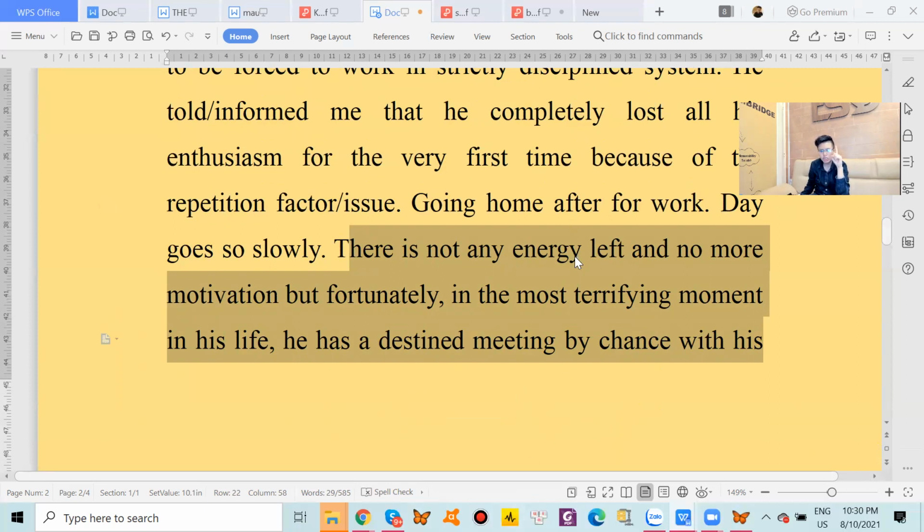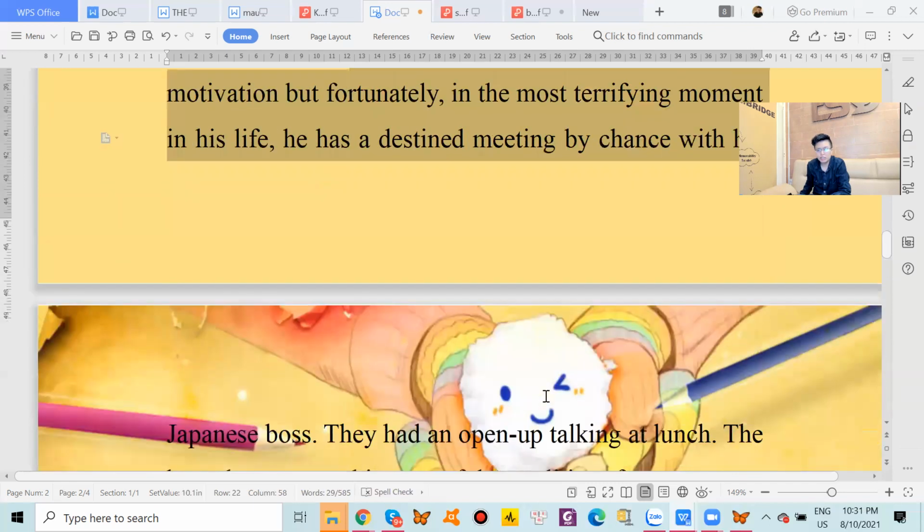The first one, energy. Second, motivation. Third, fortunately. Fourth, terrifying. Fifth, moment. Sixth, destined. Seventh, chance. So right here, let's practice reading the sentence. There is not any energy left and no more motivation, but unfortunately, in the most terrifying moment in his life, he has a destined meeting by chance with his Japanese boss.